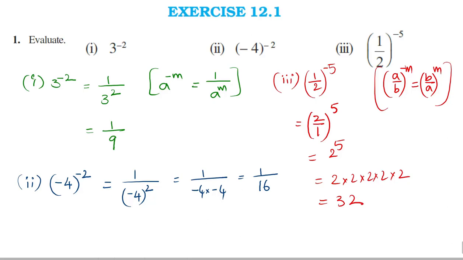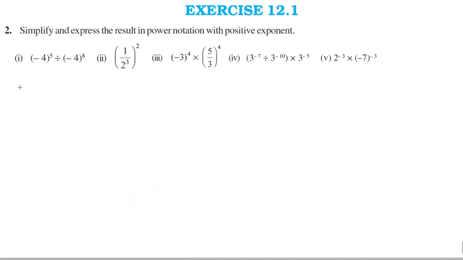Let us go to the next question, that is the second question. Simplify and express the result in power notation with positive exponent. First one, negative 4 whole to the power of 5 divided by negative 4 whole to the power of 8.